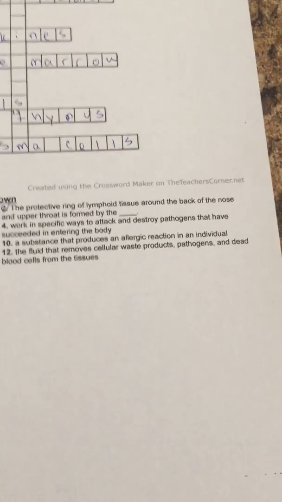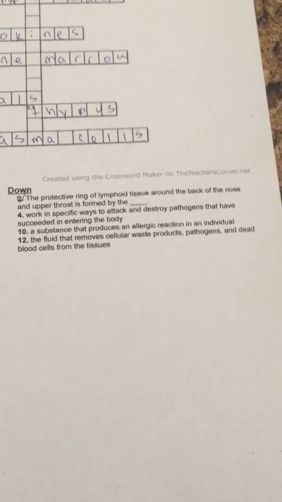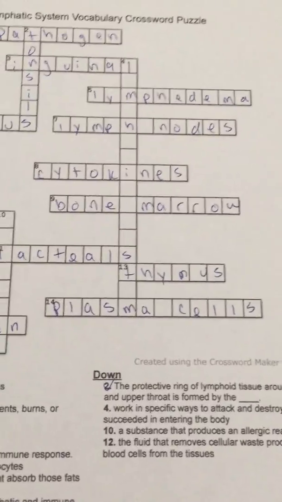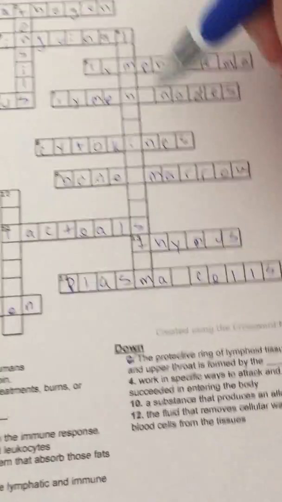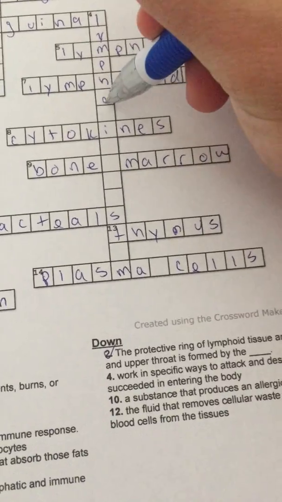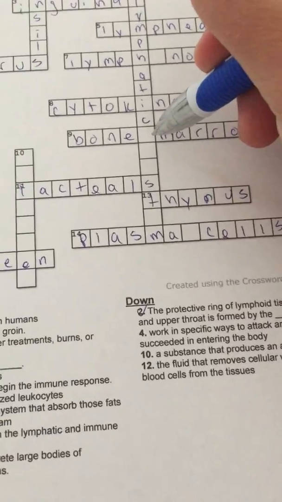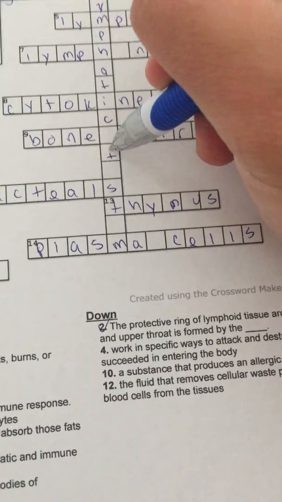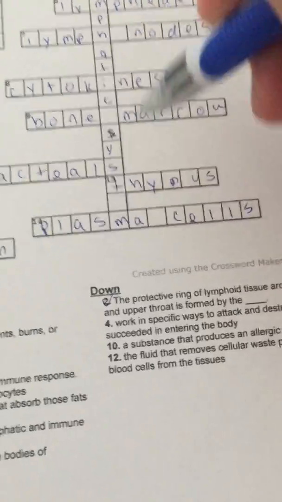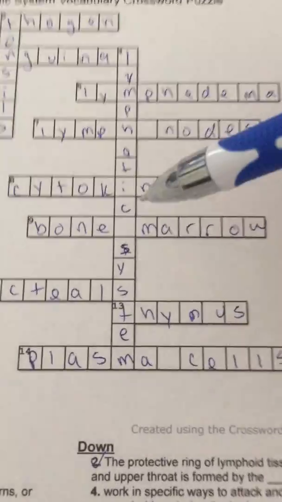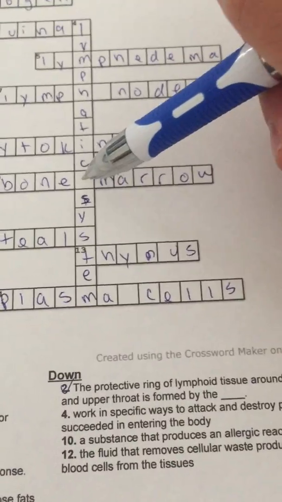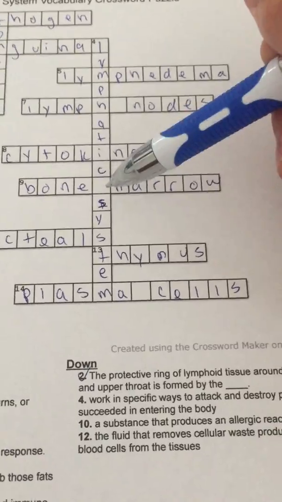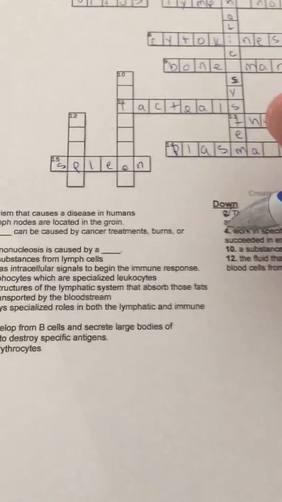Blank work in specific ways to attack and destroy pathogens that have succeeded in entering the body. So we're going to look at number 4. It's a pretty long word. And the answer is going to be lymphatic. We're going to leave that space there. And then, wait, I messed up there. It's going to be the lymphatic system. You could tell by the definition. If you want to check your work, the lymphatic system has its space right here, as does bone marrow. So if there was a letter in here, you'd know it'd be wrong. Okay, so we're going to check that off.